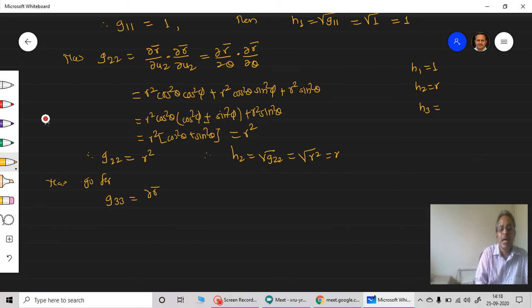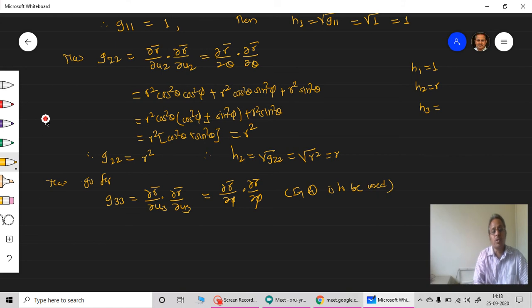So it is ∂r̄/∂u3 dot ∂r̄/∂u3. Making this calculation, you get ∂r̄/∂φ dot ∂r̄/∂φ. So this is equation number 4 here. Equation 4 is to be used.